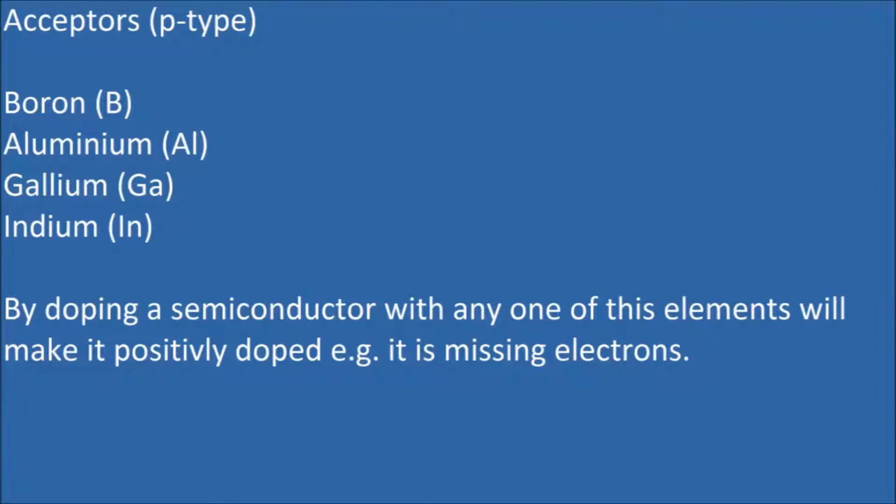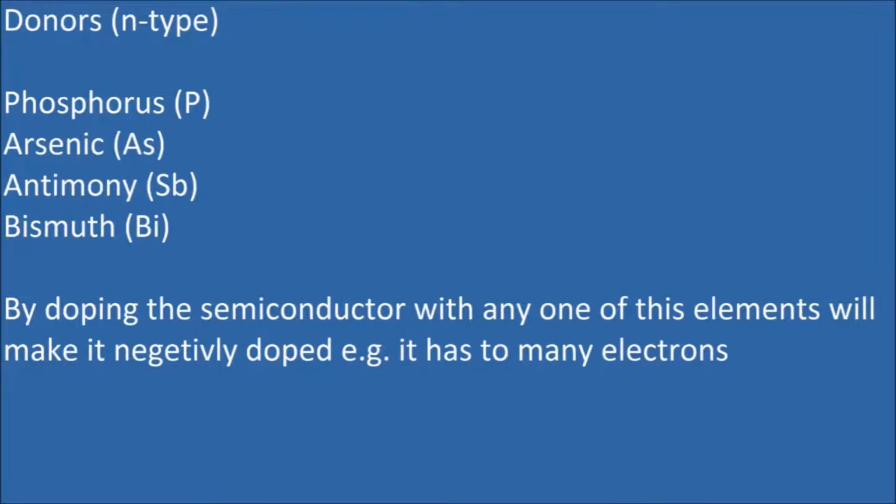By positively doping a semiconductor, the whole molecular structure of that semiconductor will lose 1 valence electron, which means it is missing 1 electron. And as you probably guessed, you can also negatively dope a semiconductor. This way, the molecular structure of the semiconductor will have 1 valence electron more.